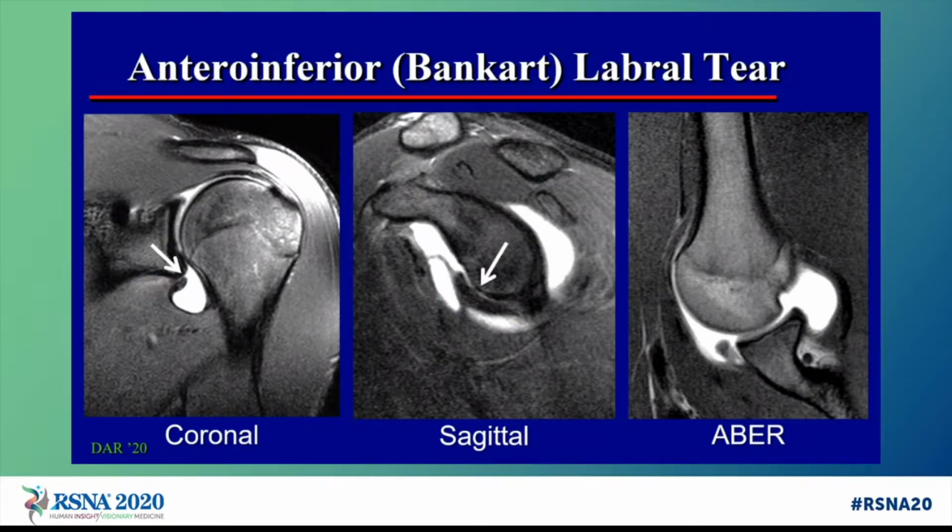In the ABER images, we put the patient's palm on the back of their neck, so the humerus is sticking upwards, and because we're now putting tension on that anterior band of the inferior glenohumeral ligament, it tends to pull the labrum further away from the glenoid, making it easier to see.